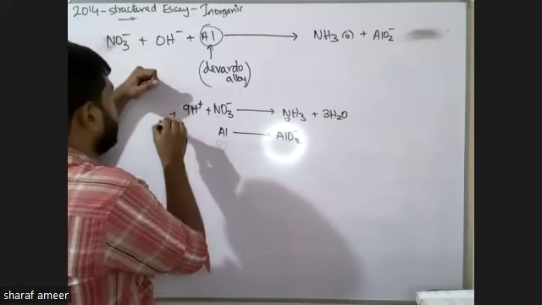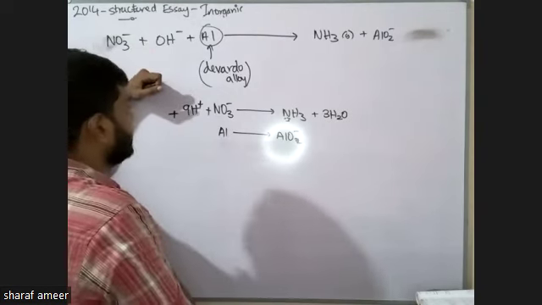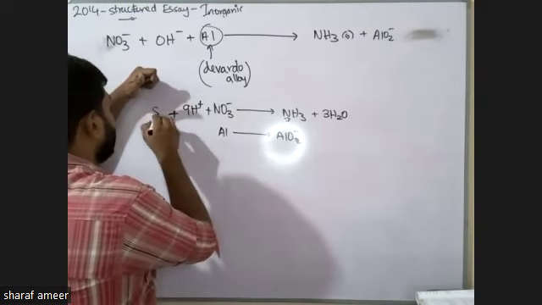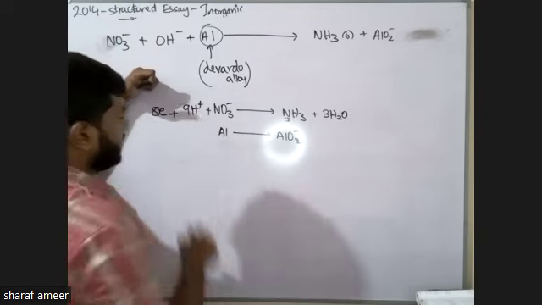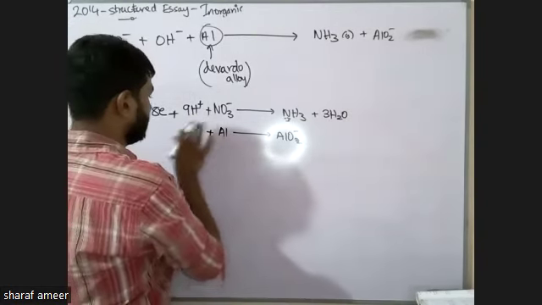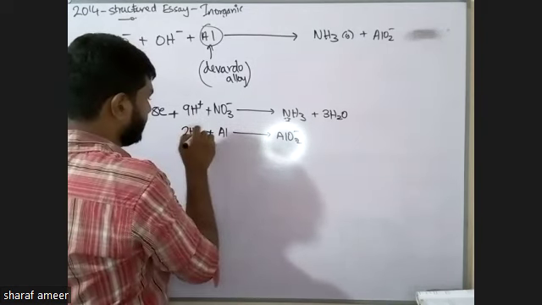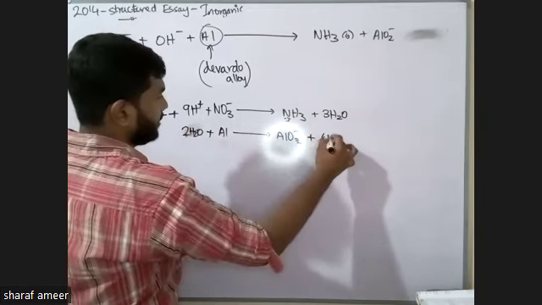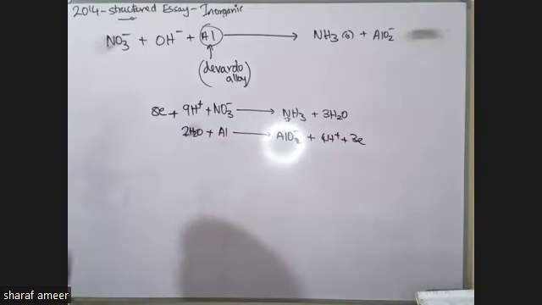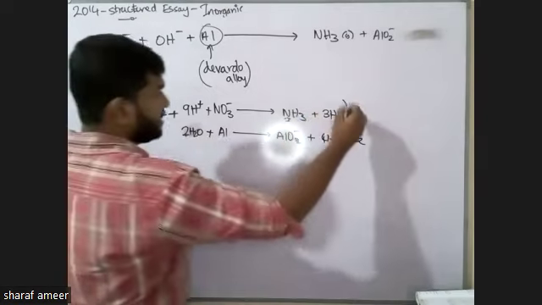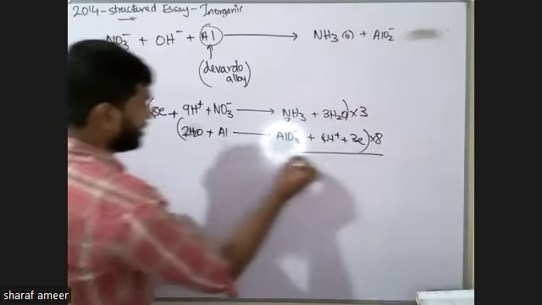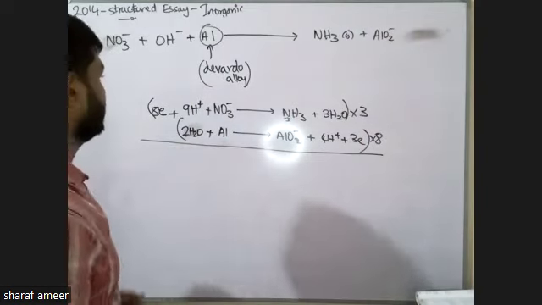And now we will balance the charges here. Everything is okay, we need to balance the charge. So if you subtract here, you need 8 electrons to neutralize the charges. In the same way, if you apply the same case here, you need 2 moles of water, 4 H plus, and then 3 electrons here. So if you multiply this equation by 3 and this equation by 8, you can get the equation balanced.